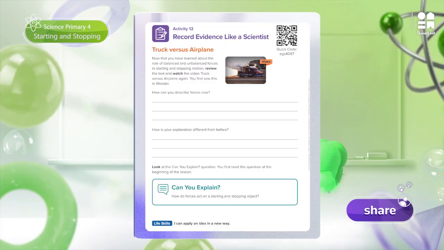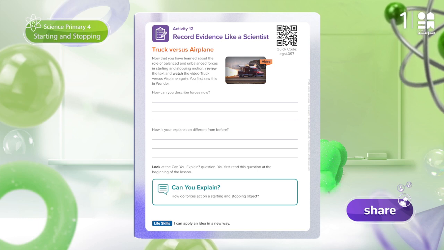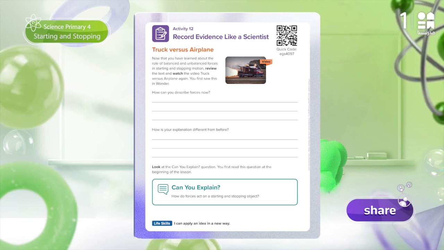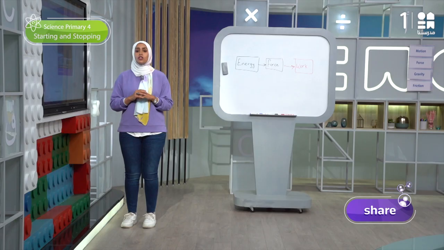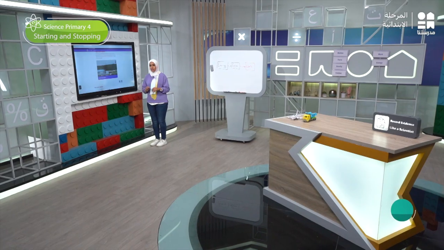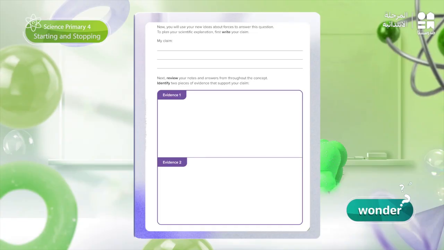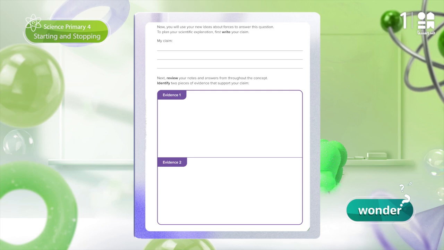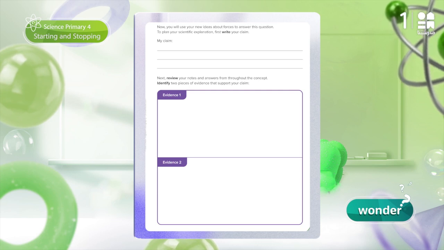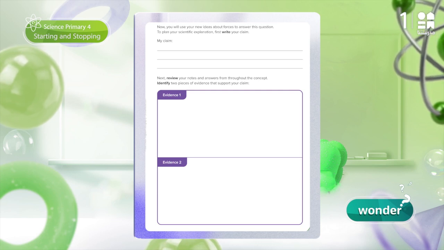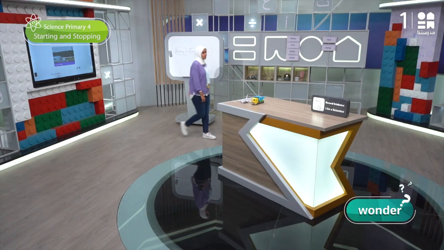It's time for the scientific explanation. Of course, we used to write the scientific explanation in the last concepts to answer the question of can you explain, or any other question you recorded in activity 2, Wonder. Let's go to page 157 and identify the question. You will make a scientific explanation to this question. Then, record your claim and the evidence about the truth of the claim.